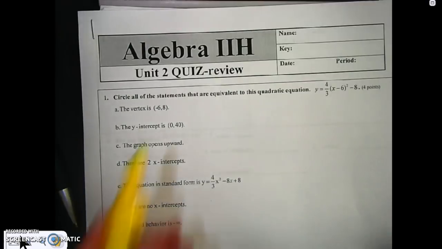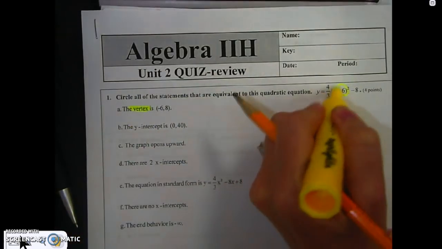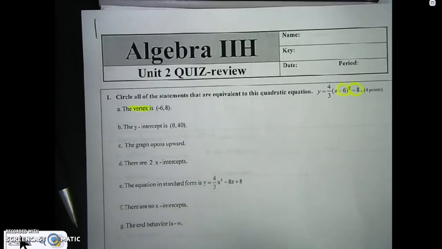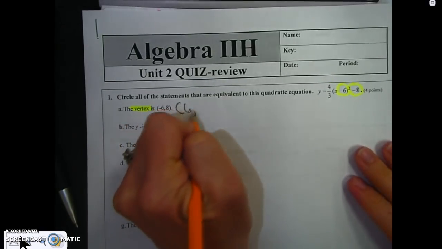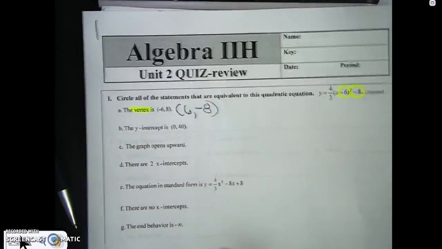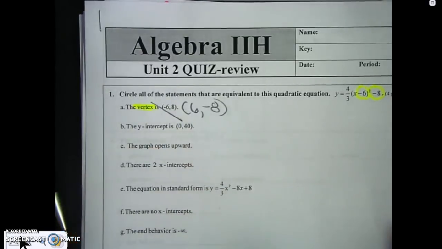So the first thing I want to talk about is the vertex. So it's always the opposite, and then that's the straight shooter. So 6, -8. That's the kind of work I want to see. So you know that's not the right answer.